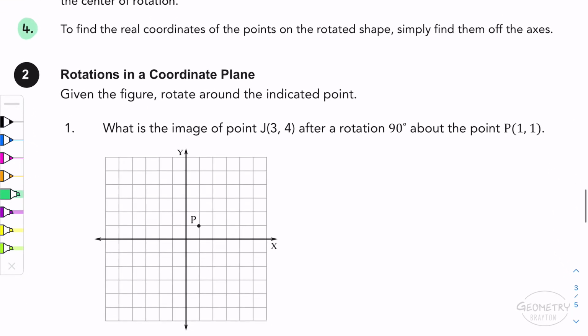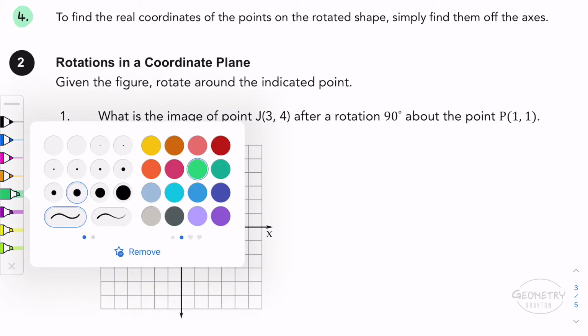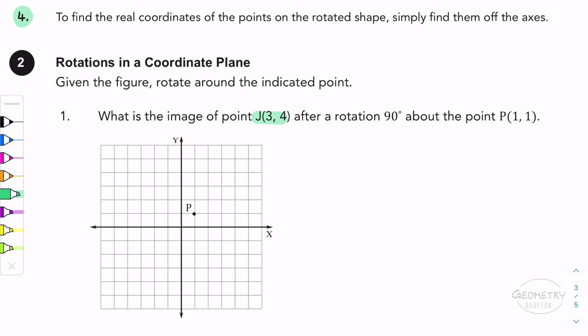So if we move right down to the note sheet, to the examples, we are going to be rotating a figure about a given point. We need to completely read the directions here and take out what's important. This says what is the image of point J. I'm just giving you one single point for this first example, which is at 3 comma 4, after a rotation of 90 degrees about point P, which is at 1 comma 1. So a 90-degree rotation about point P. Also, remember, it does not say which direction, so when it doesn't say, you know you are moving counterclockwise.